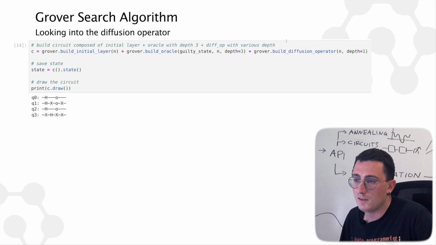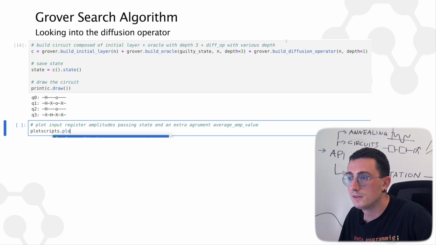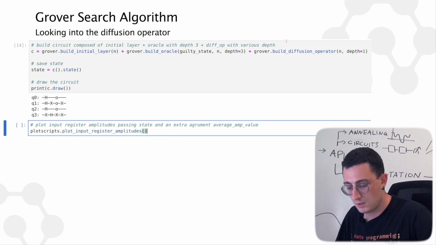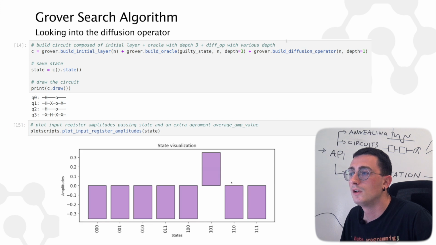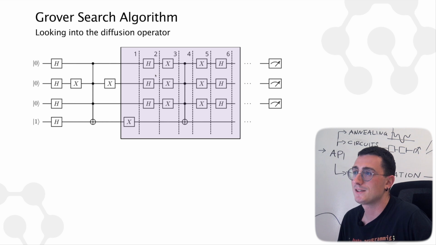Once again, what we have here is the same circuit we had after executing the oracle plus the one X we are applying to the ancilla. So plot scripts dot plot input register amplitudes, and then we pass the state. We have the same situation but flipped. And this is what happens by applying the X. Now we want to apply the Hadamards. The Hadamards, as you know, move the plus state into the 0 state and the minus state into the 1 state.